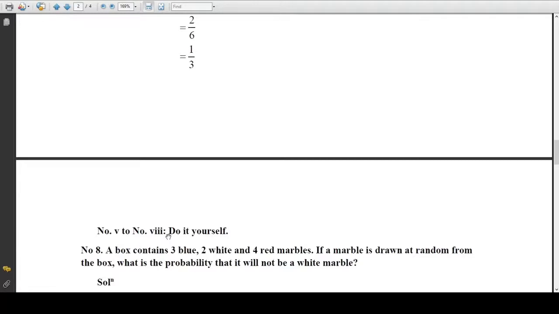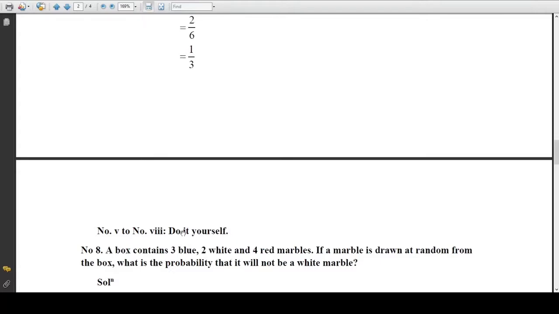Numbers 5 to 8, you try to do it by yourself. It's very simple. The only thing that you have to understand is that the dice has 6 faces, marked number 1 up to number 6, and whatever probability they are asking you to find out, just find out the number of favorable outcomes and divide that number by the possible outcomes, which is always 6. You will get the probability of the event given to you.